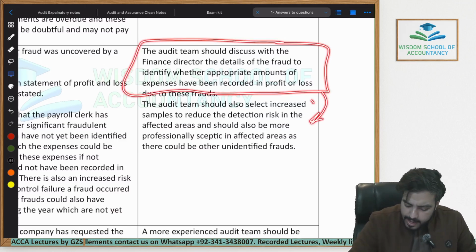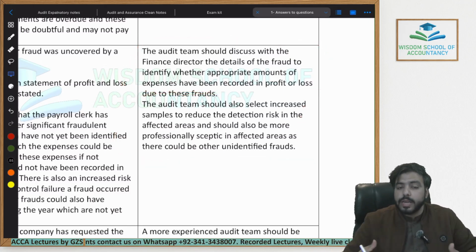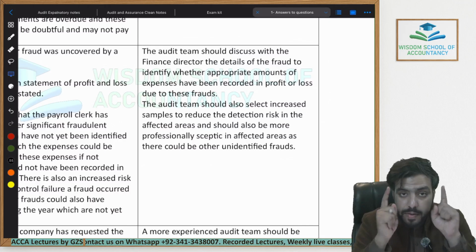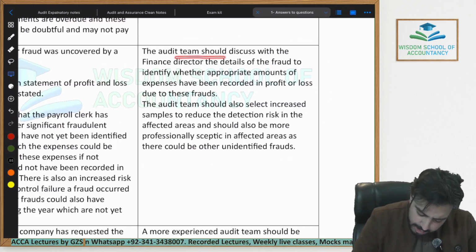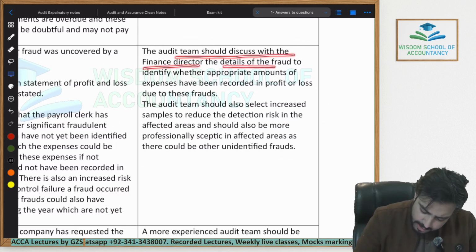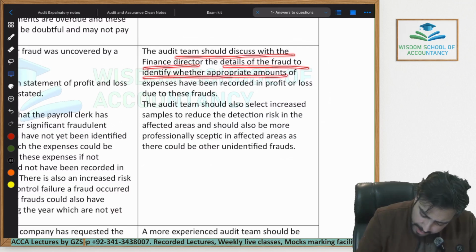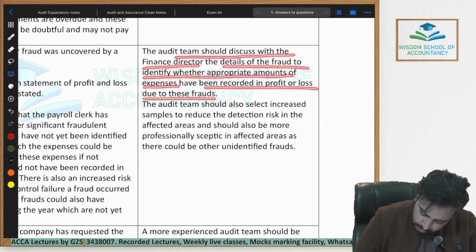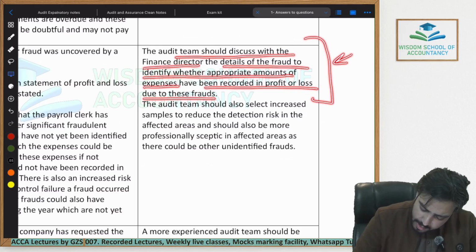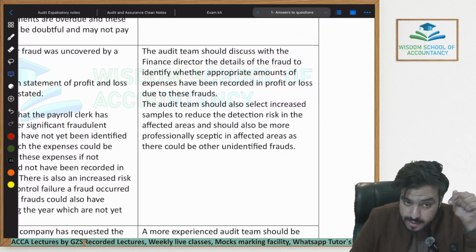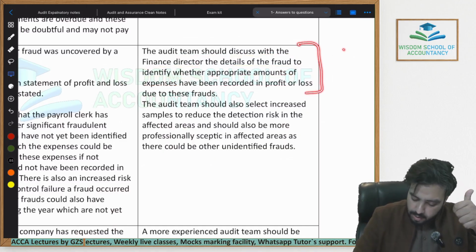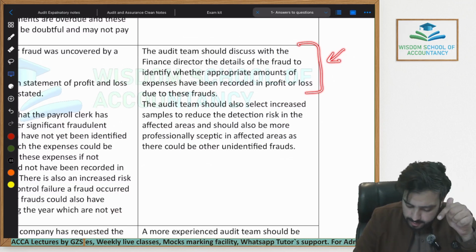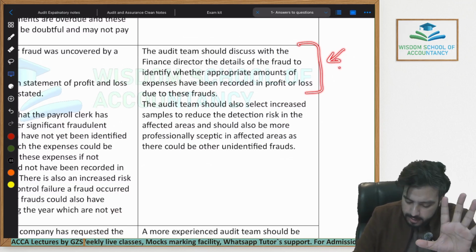Then you always say that as an auditor, we need to increase our sampling in the areas where the fraud occurred, because there might be other hidden frauds as well. The audit team should discuss with the finance director the details of the fraud to identify whether an appropriate amount of expenses has been recorded in the profit or loss due to these frauds. So the fraud that was identified by the management, have the expenses been recorded because of this specific fraud? Right now, we are not talking about the hidden frauds, other fraudulent things that might have happened. Right now, we are only talking about the fraud that was identified. Have the expenses been properly recorded against this fraud or not?